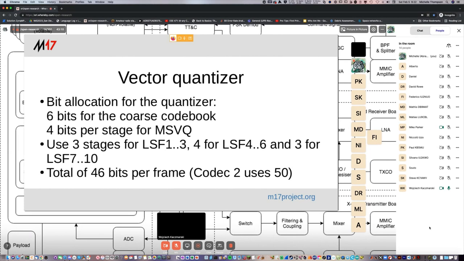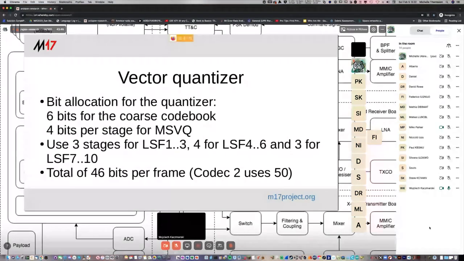And after I found it, I move on to the parts that are subvectors of 3, 3, and 4 dimensions. So the bit allocation for the proposed quantizer is that I'm using 6 bits for the coarse codebook, which has 64 entries, and then 4 bits per stage for the split vector quantizer.